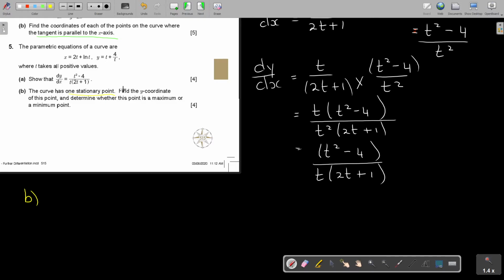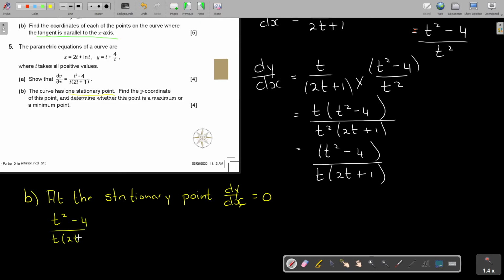So first, at the stationary point, and remember, I'll show you now, at a stationary point I can say that dy over dx equals 0. So I'm basically going to say that (t squared minus 4) over (2t plus 1) is equal to 0. And remember, it's actually over 1.